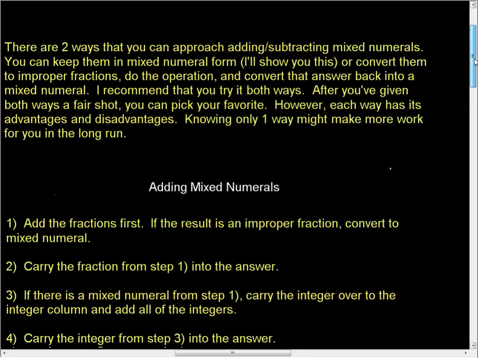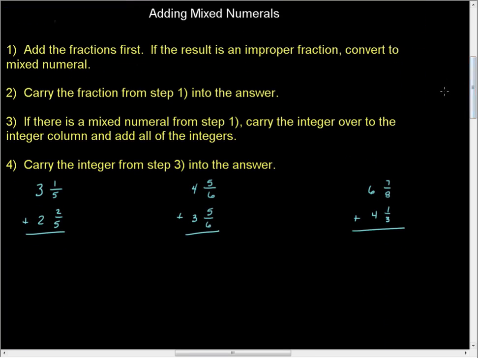Alright, so for this video, let's go ahead and add mixed numerals, and we're going to keep this in mixed number form. So my first step is to add the fractions first. Don't forget we need a common denominator. Since we do have integers and fractions involved in a mixed number, we've got to remember that we're going to add twice, once in integer format, once in fraction format. If the result is an improper fraction, meaning the numerator is larger than the denominator, convert it to a mixed numeral. All right, let's go ahead and try that on the first one here.